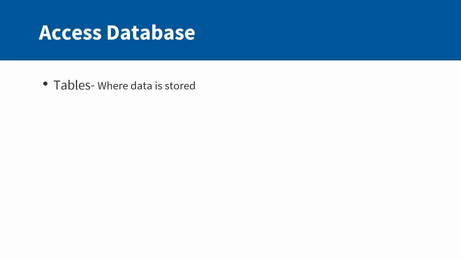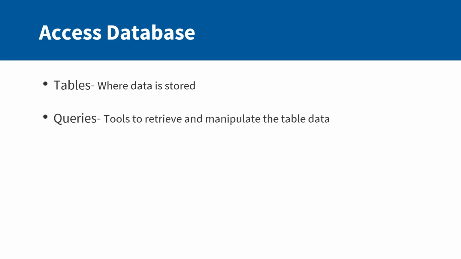The first one is going to be tables. Now, tables are something that you have to have because this is where the data is stored. Without a table, there's no data and there's nothing to retrieve. And it's the first part of any new database when you create one. Queries are tools that retrieve the data and can manipulate the data in a way that you'd like.